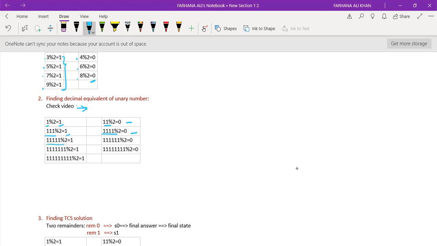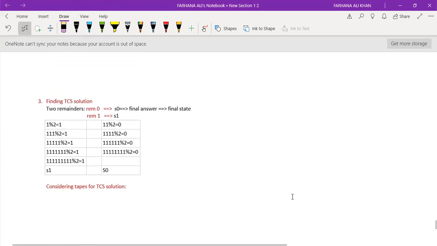Similarly, the unary numbers 5, 7, and 1 are not completely divisible. Unary number 9 is not completely divisible by 2, having the remainder 1. Whereas the numbers 6 and 8 are completely divisible by 2 with the remainder 0.